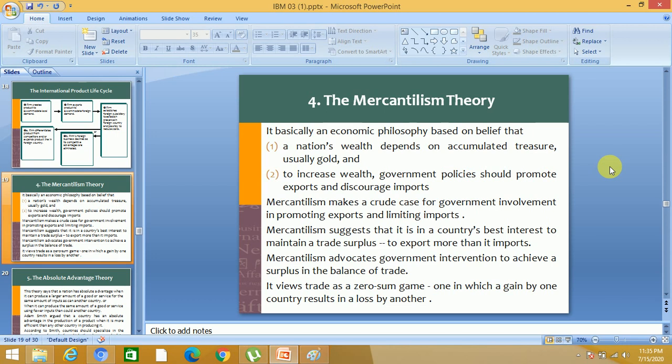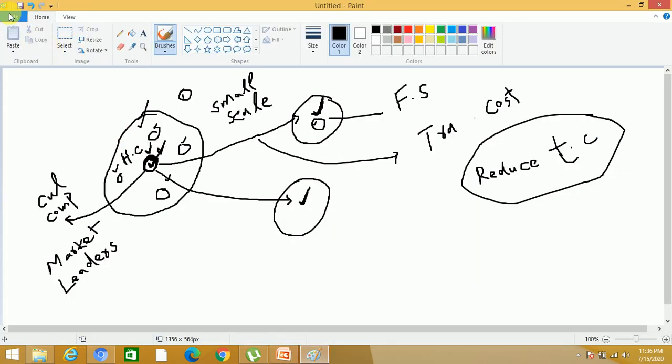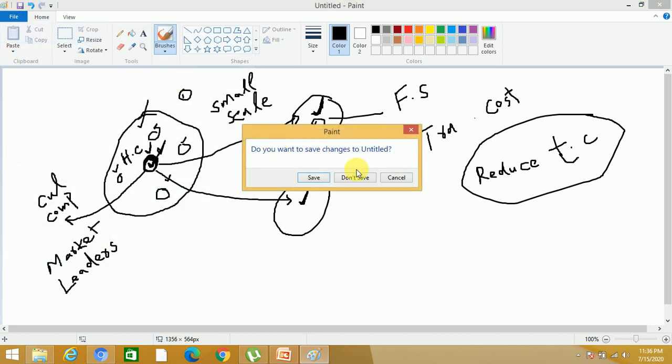The next theory is the mercantilism theory. It is basically an economic philosophy based on the belief that a nation's wealth depends on accumulated treasure, usually gold, and to increase wealth, government policies should promote exports and discourage imports. This is basically Adam Smith's view. What was his view?